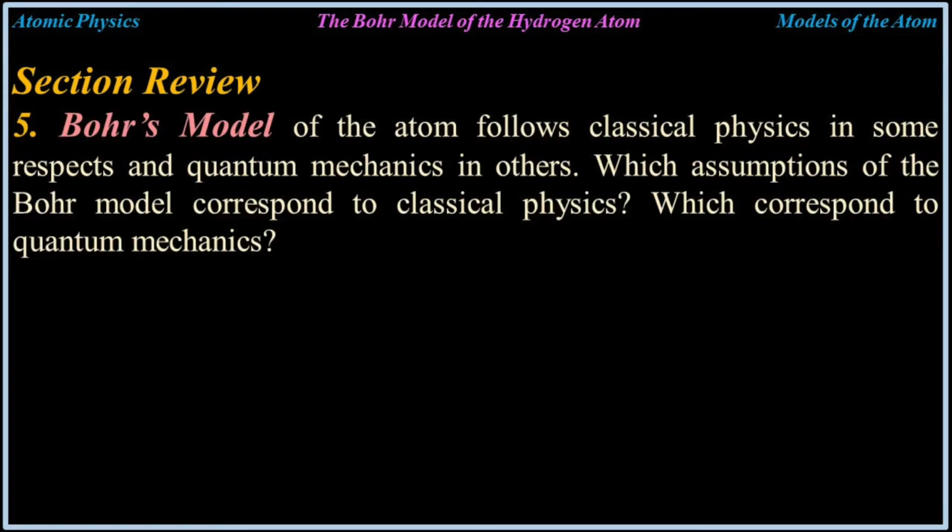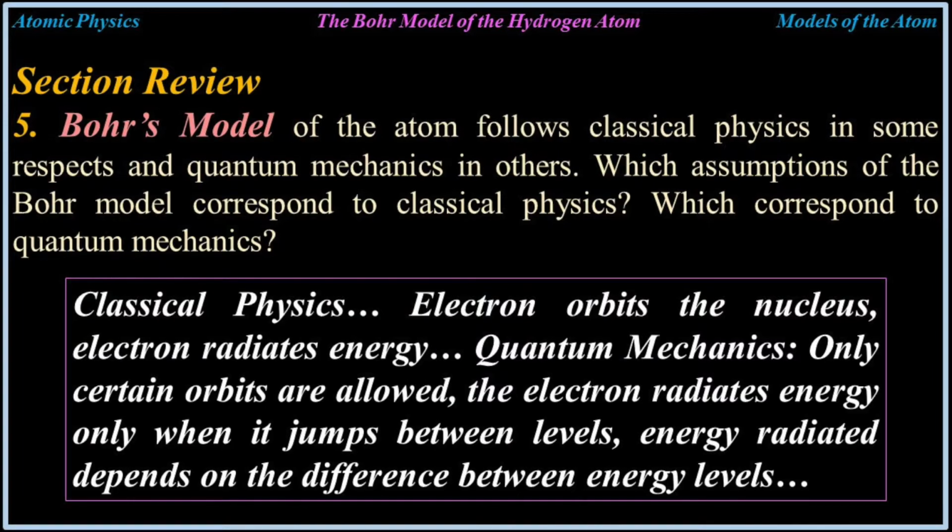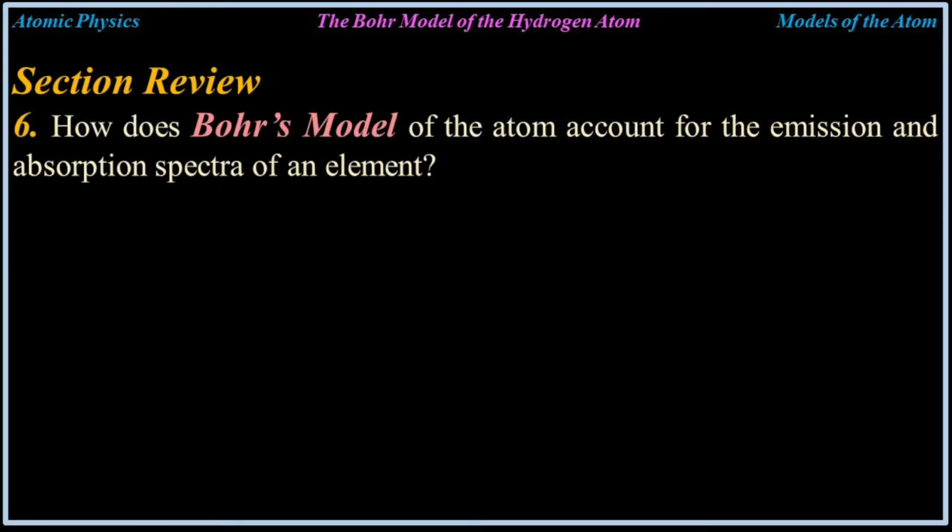Bohr's model of the atom follows classical physics in some respects and quantum mechanics in others. Which assumptions of the Bohr model correspond to classical physics, which correspond to quantum mechanics? Classical physics, the electron orbits the nucleus, electrons radiate energy. Quantum mechanics, only certain orbits are allowed. The electron radiates energy only when it jumps between levels. Energy radiated depends on the difference between energy levels.